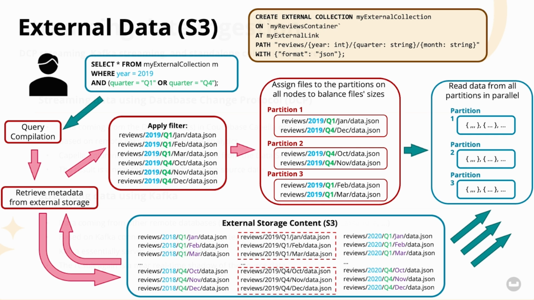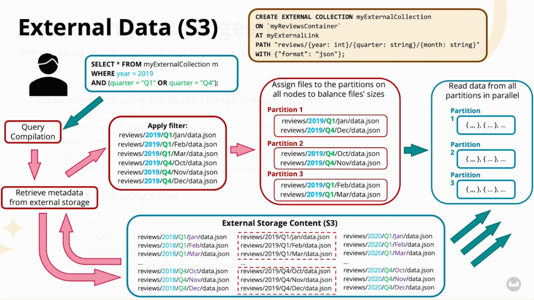So we've got a user, and the user wants to know, hey, I want to select all the stuff from my external collection M, where the year is 2019 and the quarter is Q1 or the quarter is Q4. And we're really interested in just the data that's highlighted in red down here. That's what the query is targeting. We don't really want to read the other stuff. And so it turns out with this sort of path magic, you don't have to.